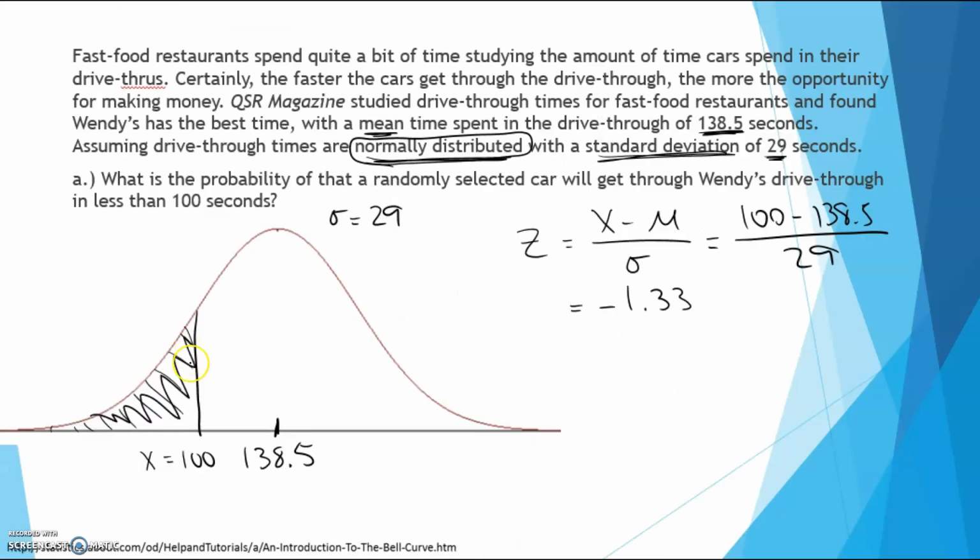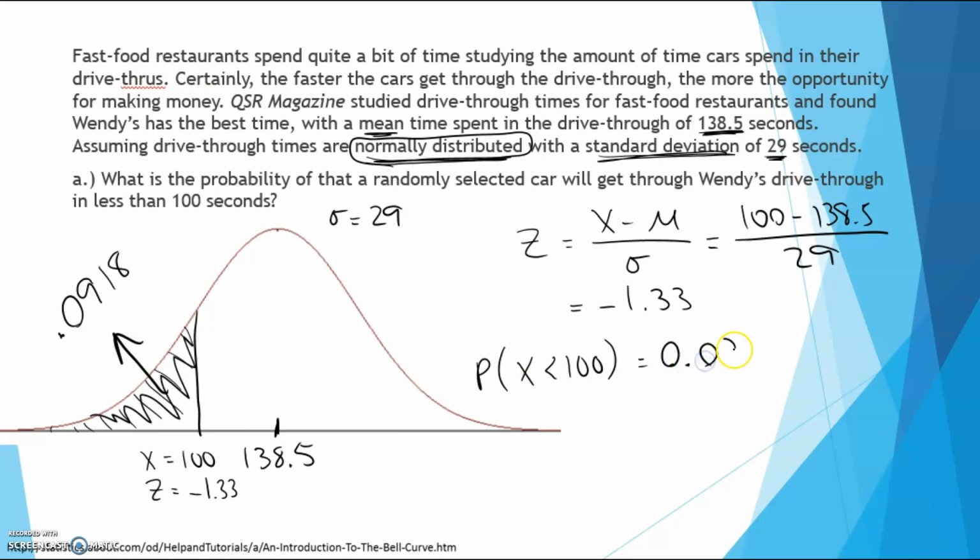Okay, that is the area to the left of that z-score. So my z-score at this point is negative 1.33. The area to the left of that z-score right here is 0.0918, which is the part that we were looking for. So the probability that x will be less than 100 is equal to 0.0918. And that's your final answer right there. That's it.